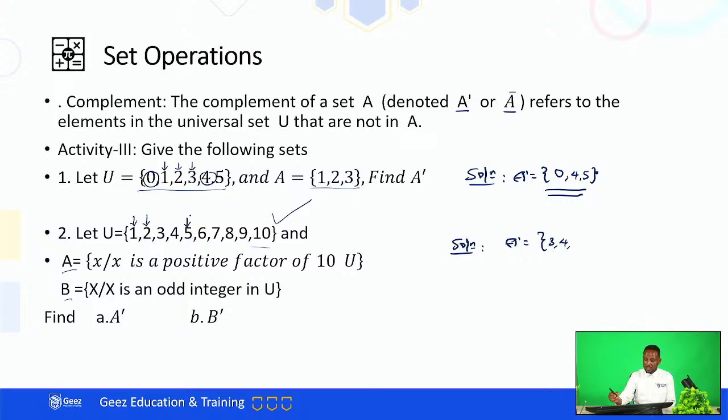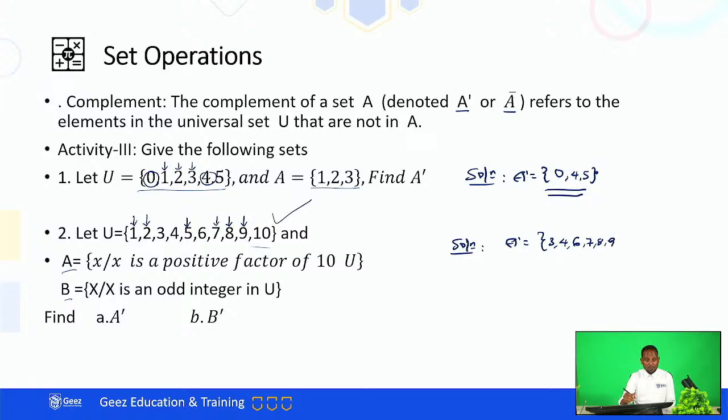Is 6 a positive factor of 10? No. Then we write it. Is 7 a positive factor of 10? No. And we write it. Is 8 a positive factor of 10? No, again here. We write it. And finally, is 9 a positive factor of 10? Which is not. And then we write it.